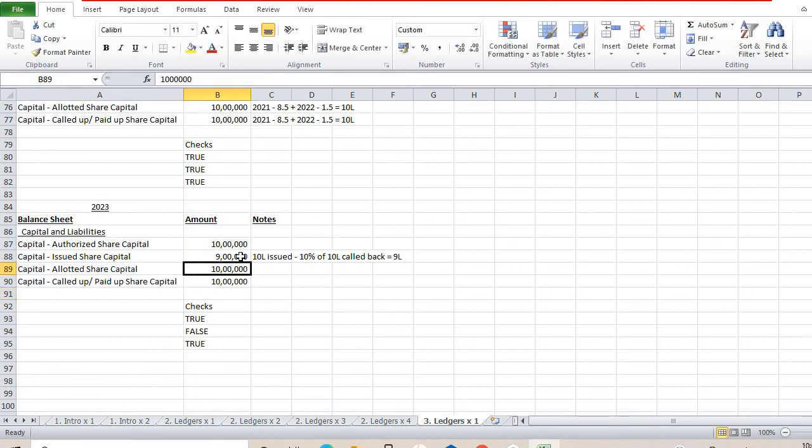But why is that? Because you fixed only the issued share capital when you did the callback. But technically you should fix everything when you do a callback, right? Because when you call back, your allotted share capital will be less, and your called up or paid up share capital will also reduce, right? So that is very, very important.